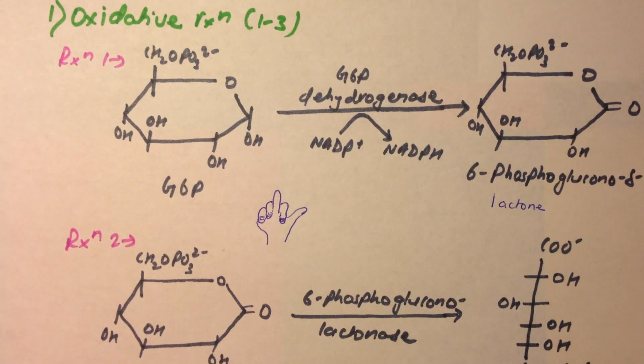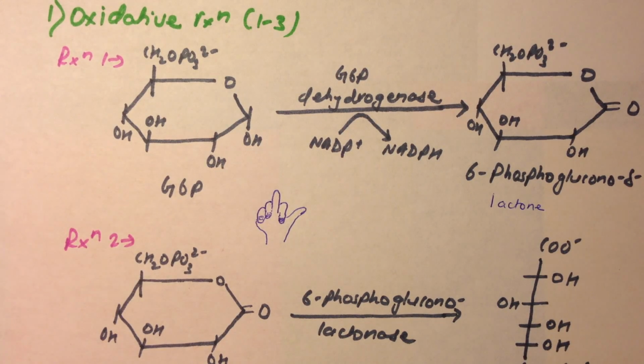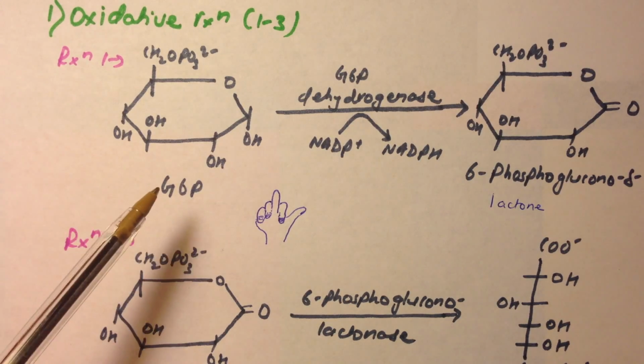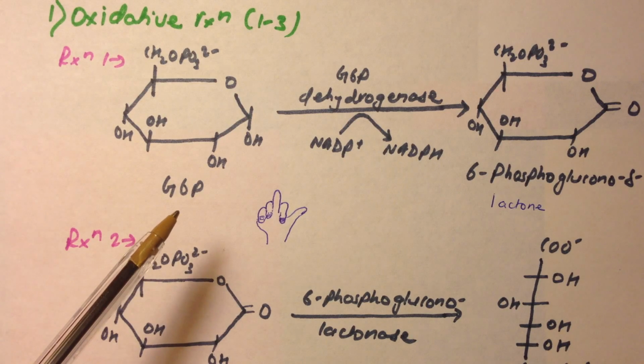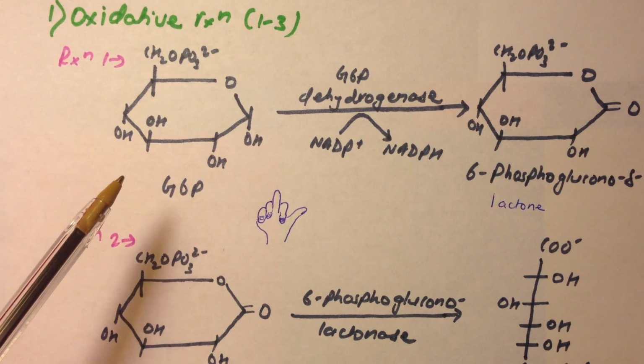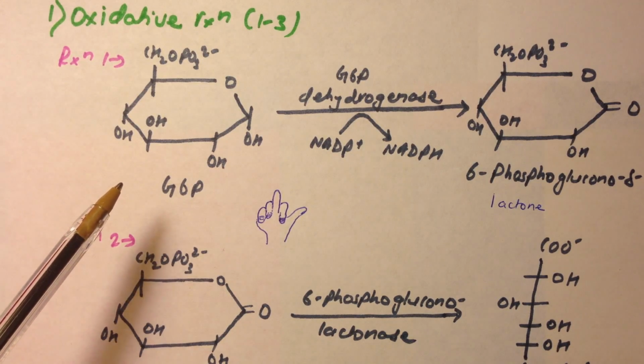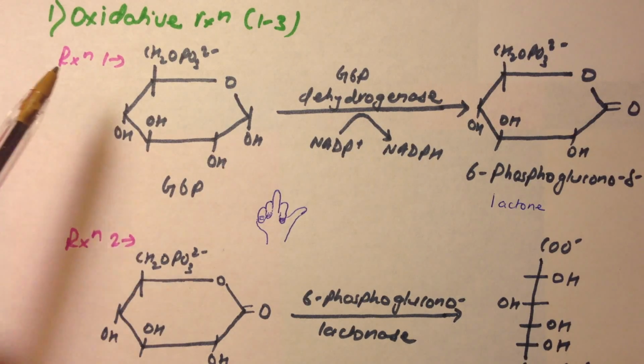So let's first talk about the oxidative reaction, or reactions 1 through 3, in the pentose phosphate pathway. I told you guys that during this process, one molecule of glucose 6-phosphate is converted into one molecule of ribulose 5-phosphate. During that process, one carbon dioxide is lost and we make 2 NADPH. Now let's also go to reaction 1.